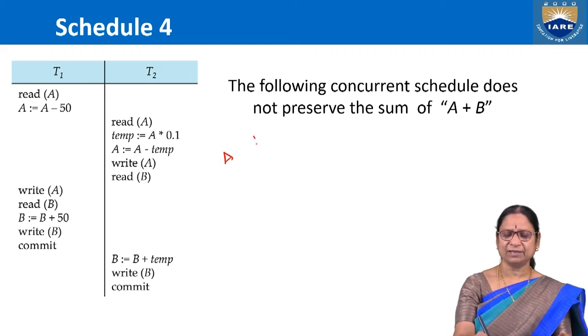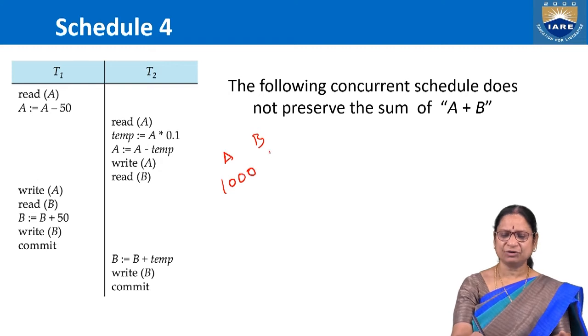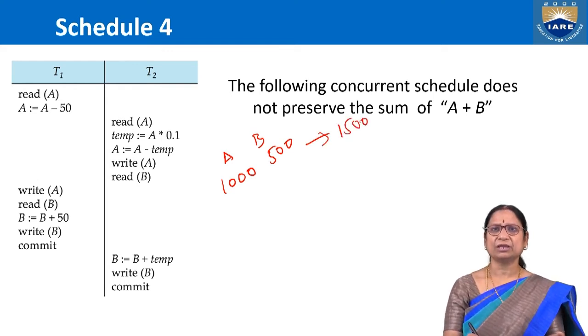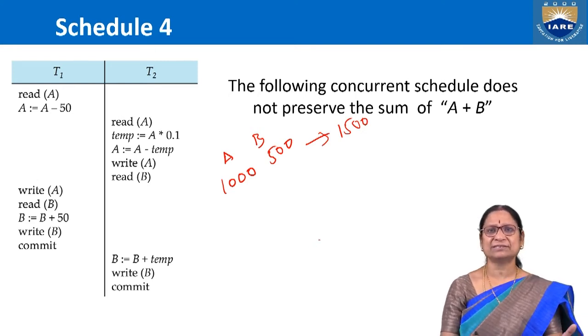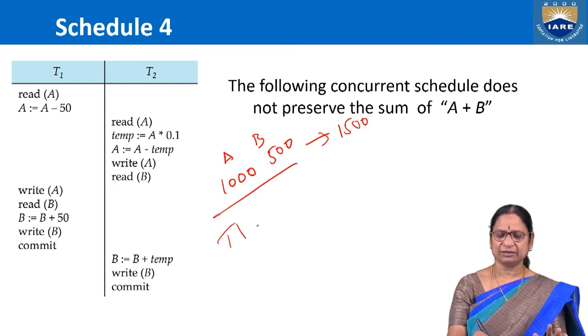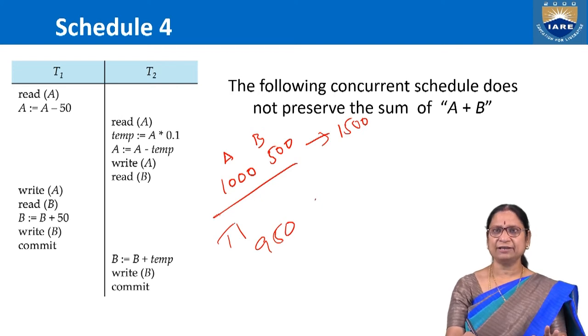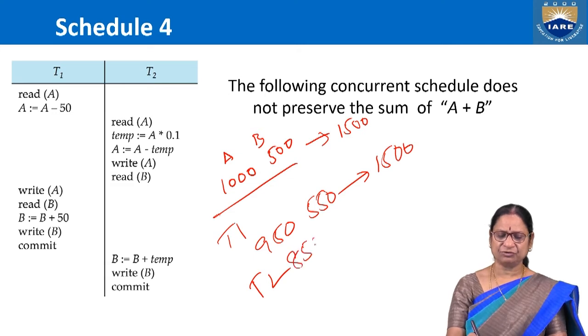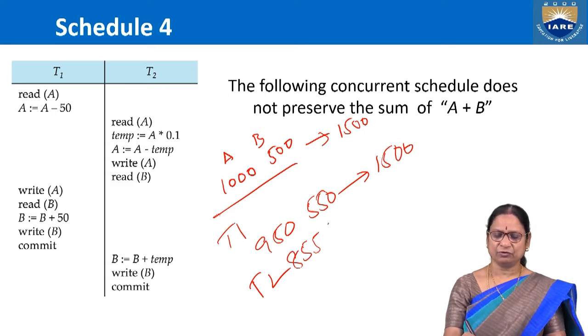Take some example of A and B. A has 1000 rupees and B has 500. So before the transaction, what is the sum? 1500. After any transaction also, because it is only a transfer of funds, we are supposed to get 1500 only. After the first transaction, T1 subtracts 50 from A, leaving 950, and B becomes 500 plus 50, that is 550. Then the sum is again 1500 if it executes in a serial order. T2 means here 10% of 950, that is 95, is subtracted. After the 95 subtraction, 855 will be there, and 95 is added, so 645 will be there. Again, the sum of the two values will be 1500.